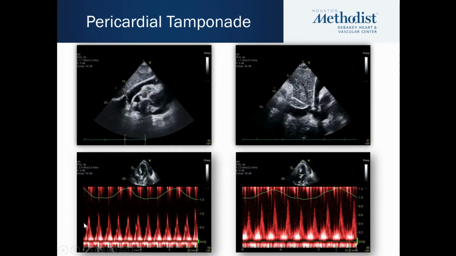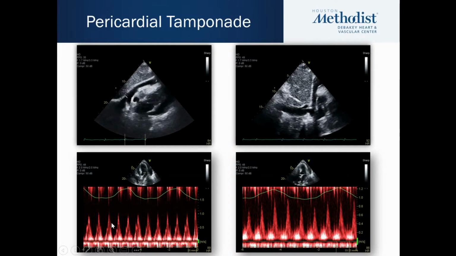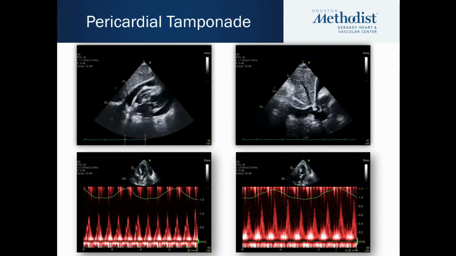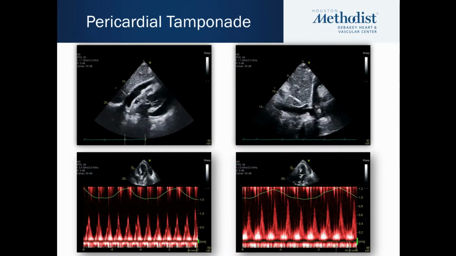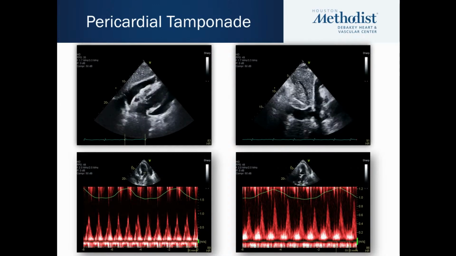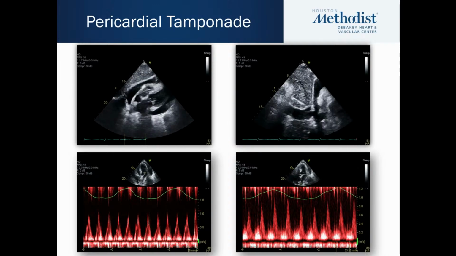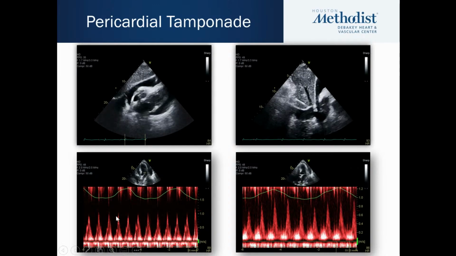An important aspect to notice here is the E to A ratio is low, not necessarily because the patient has diastolic dysfunction, but because in tamponade, most of the ventricular filling now becomes atrial, where the pressure is, or the flow is allowed to be received by the heart.